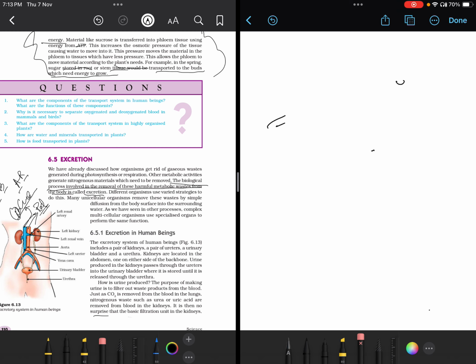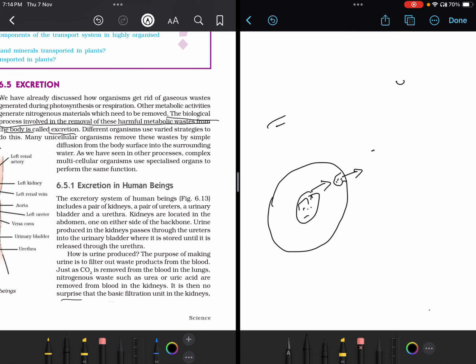Different organisms use varied strategies to do this. Many unicellular organisms remove this waste by simple diffusion from the body surface into the surrounding water. These are the simple organisms which we have read about, various unicellular organisms. They directly throw out the materials by diffusion. And as we have seen in other processes, complex multicellular organisms have specialized organs to perform the same function. Now, excretion in human beings.